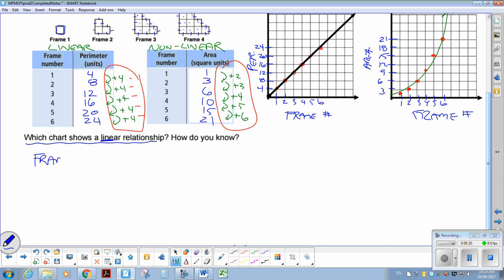So frame number versus perimeter is a linear relationship.